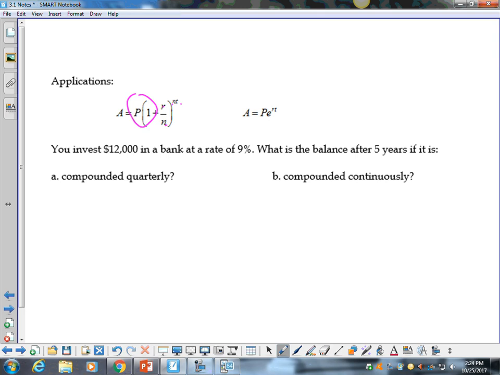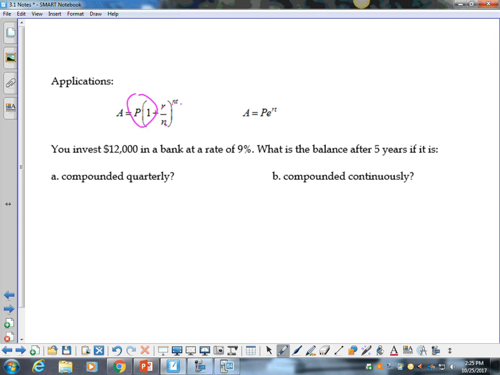N is the number of times per year it's compounded. So let's say your bank compounds annually. That means once a year you get interest. Kind of sucks, doesn't it? Biannually. Quarterly. Monthly. There you go.